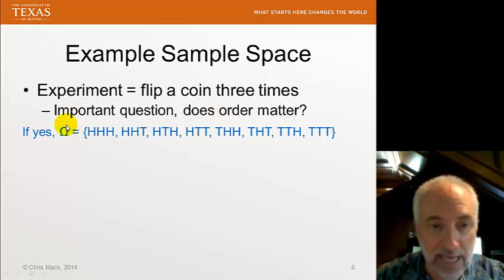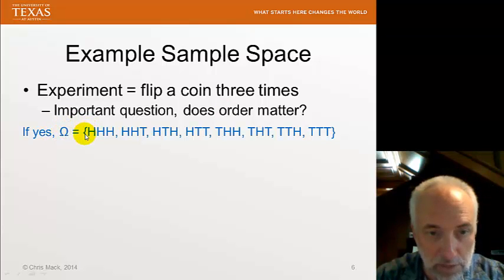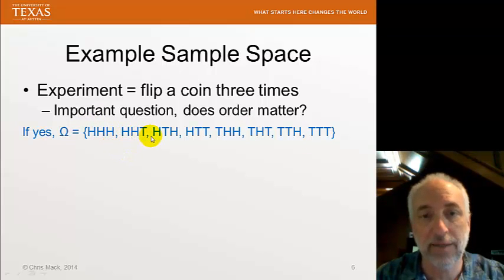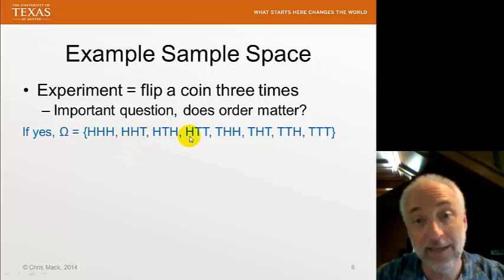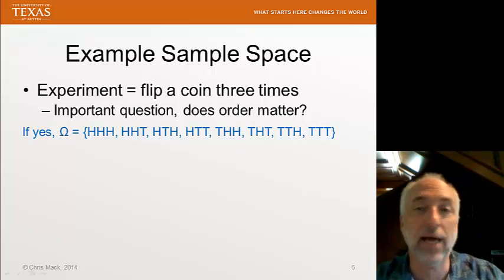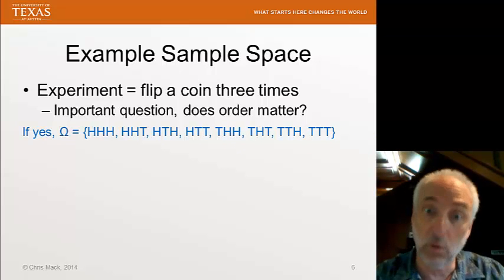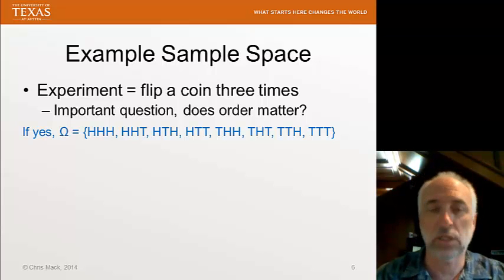So I would say the sample space equals, and here I'll use some set notation, the curly brackets are the set of outcomes. And what are the outcomes? 3 heads, head, head, tail, head, tail, head, head, tail, tail, tail, head, head, etc., all the way to 3 tails, as all the possible outcomes from this experiment, where I've defined order as mattering. Of course, that's my choice.